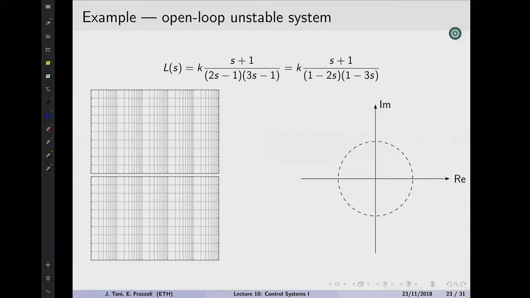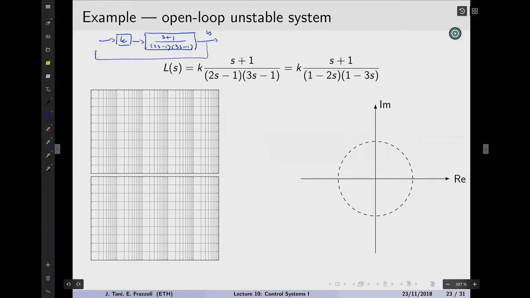Suppose we are studying a problem like this. We choose k to be a controller. The L of S actually is not L of S. This is a G of S, that is (S plus 1) over (2S minus 1)(3S minus 1). And this is the output. And suppose we're doing the feedback here, and we're asking ourselves for what values of k is this stable or not, right?